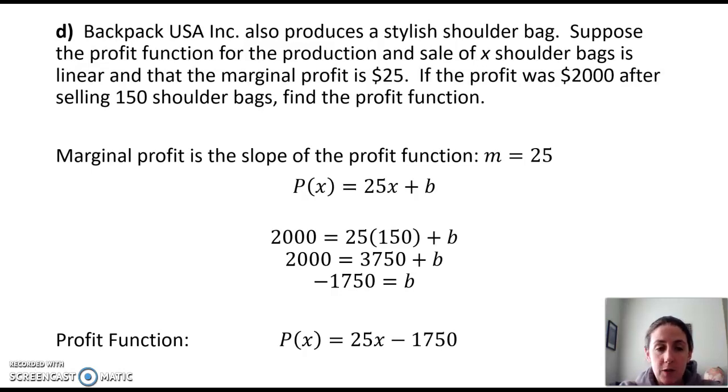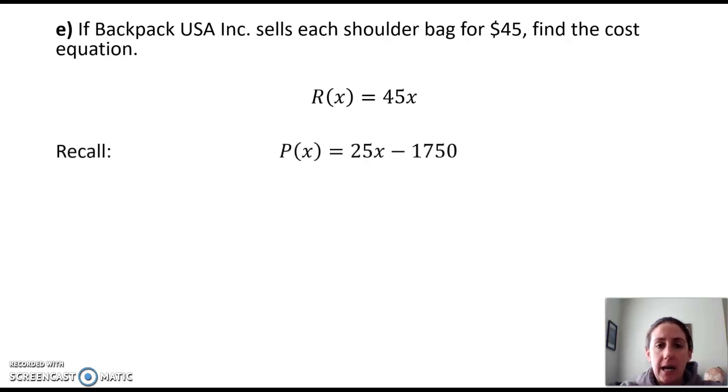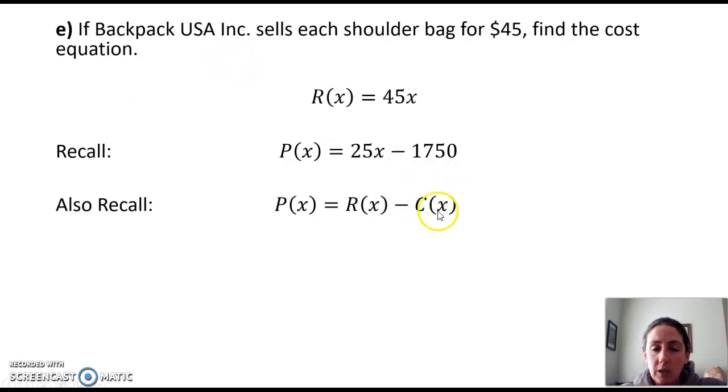Let's take this another step further. This is a tricky one. If Backpack USA sells each shoulder bag for $45, let's find the cost equation. Well, what does that mean? If they're selling it for $45, then that tells us that the revenue is $45 per bag, or that the revenue is 45x. Well, we just discovered on the last slide that the profit was 25x minus 1750, and we know from a previous video that profit is revenue minus cost, and cost is what I'm looking for. I've got my revenue right here. I've got my profit right here.